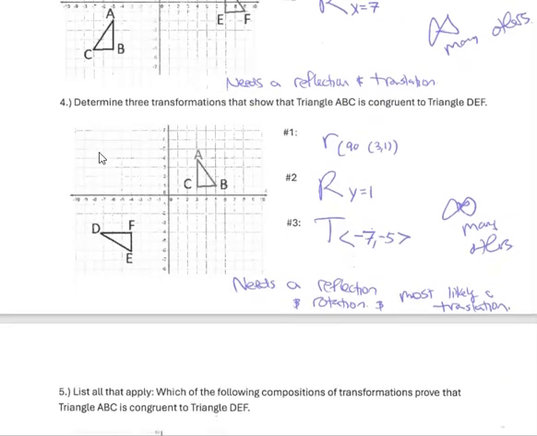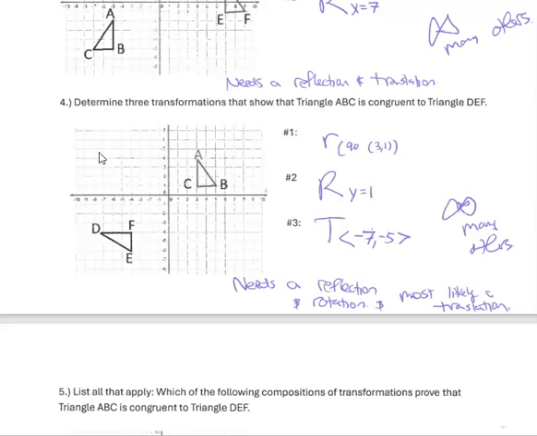The next one, determine 3 transformations that show that triangle ABC is congruent to triangle DEF. So this does look like it needs to have a rotation. So I rotated 90 degrees around 3, 1. I then flipped over the horizontal line at y equals 1. And then I went left 7 and down by 5, and it ended up perfectly on top of the other one. That is one of the infinitely many ways to get ABC on top of DEF. You should have a reflection, rotation, most likely a translation, unless you're really clever about how you do your reflections.